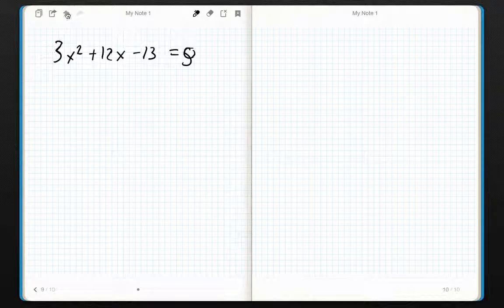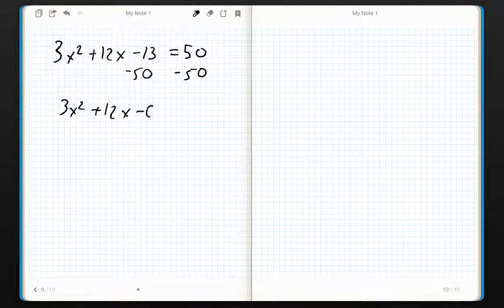Now let's undo that for a second. Equals 50. Okay, and as with any quadratic equation, the first recommended step is to set it equal to 0 and just take a look at it. So I'm going to subtract 50 from both sides, and I'm going to end up with 3x squared plus 12x minus 63 equals 0.